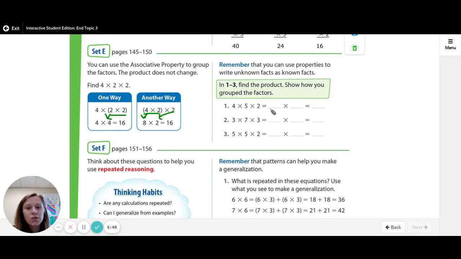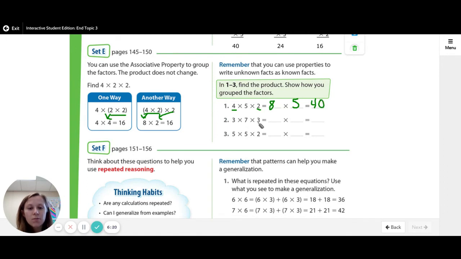So we can do these next 3 together because these ones are a little bit tricky. So 4 times 5 times 2. So we can think about different facts to make this easier to multiply. So we can say 4 times 2, so that would give us 8. And we have the 5 left over, so we just bring the 5 here. So we know 4 times 5 times 2 would be the same as 8 times 5, which would give us 40. And you could multiply the 4 times 5 first, or the 5 times 2 first, however you would like to do it.